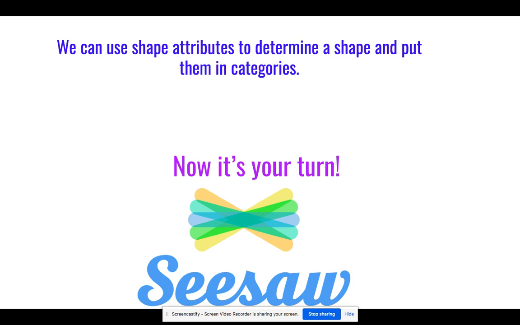So now we know that we can classify shapes by their attributes, and that's how we know what they are. As we continue to learn about geometry, this is going to be super important.